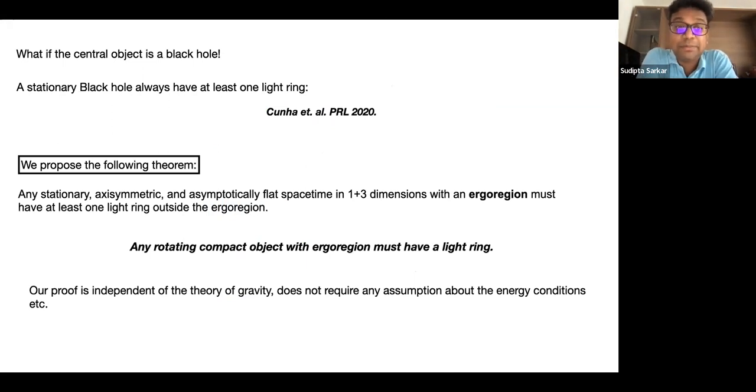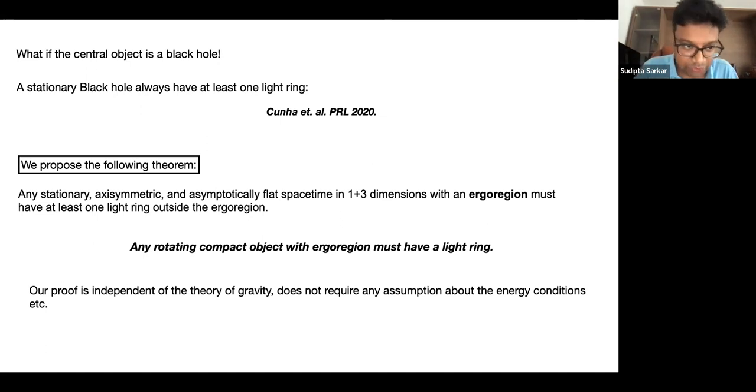The question is, what if it's a black hole? It turns out for black holes there is another theorem which says that if there is a stationary black hole, obviously there is no such instability problem, but it will always have at least one light ring. That is guaranteed, as long as it's stationary and axisymmetric. Of course, I have not written that. Every axisymmetric stationary black hole must have one light ring outside. Okay, so this is the status of the field when we started writing down this paper.